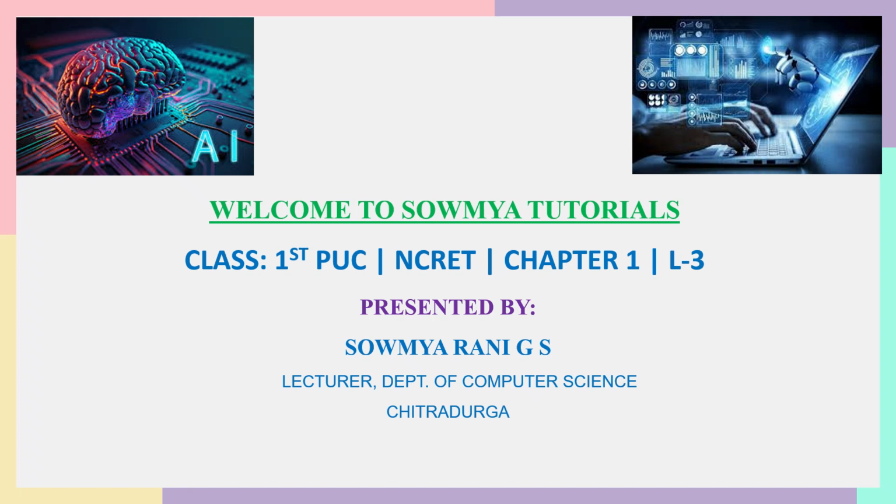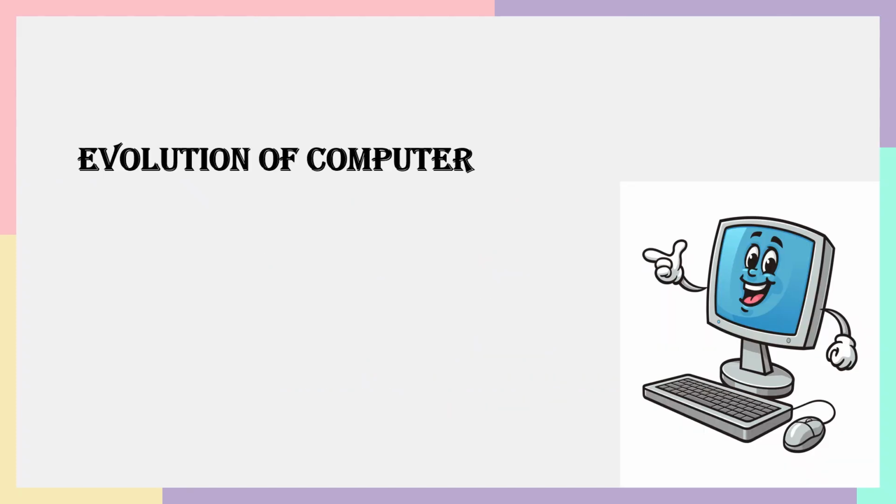Today we will discuss the first PUC syllabus, chapter number 1, computer system. The concept is the evolution of a computer system, that means the history of a computer system. So what is that history?